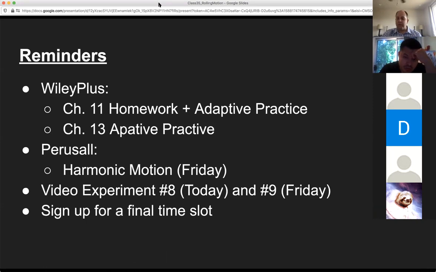We have one more perusal reading left. That's on harmonic motion, and that's due Friday. So that's coming at you fast. But today or tomorrow, hop on, do some reading, leave some comments. Harmonic motion is going to be the last topic we cover. Sadly, we're not going to get to Newtonian gravity, which breaks my heart a little, but such is life.